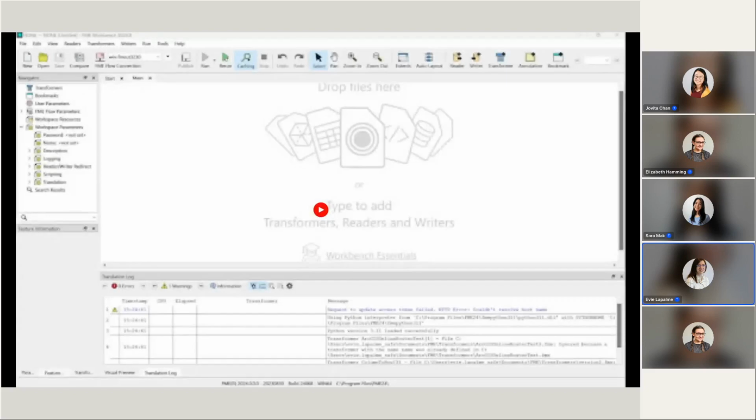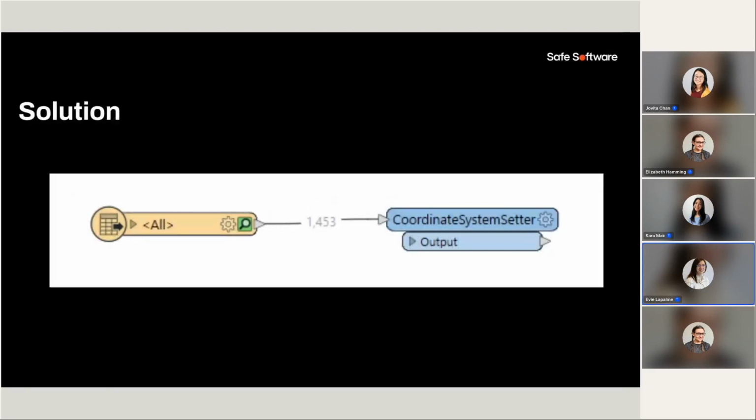That's the end of the demo. So this is the solution. It's just set it in the reader or set it in a coordinate system setter after the fact. So if you ever forget and you're just loading it in and press OK too soon, you can always set it later. That's no worries.